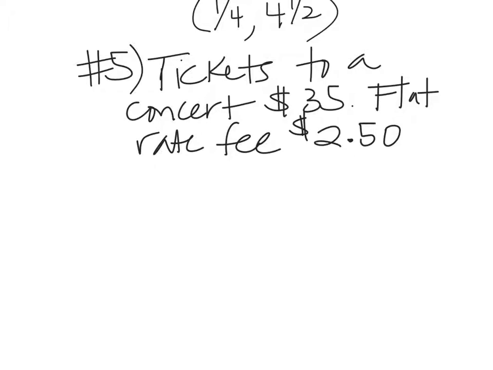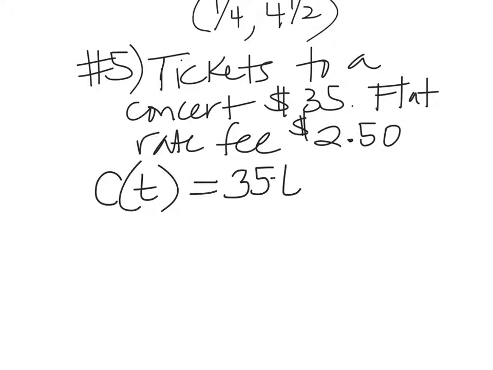Okay, so here we go. We're going to write this as a function model. So the cost of tickets, we'll write C of t. The cost of tickets equals, now you guys are good at this part. You have to go ahead and write how much tickets are going to cost. So what are we going to do? 35t plus 2.50, right? $35 per ticket plus $2.50. It does make sense.